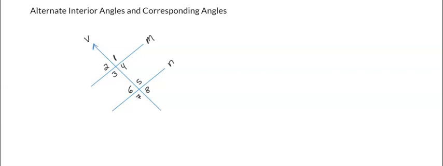So we have two parallel lines, M and N, M as in Mickey, N as in Nancy, and a transversal line passes through them, V.